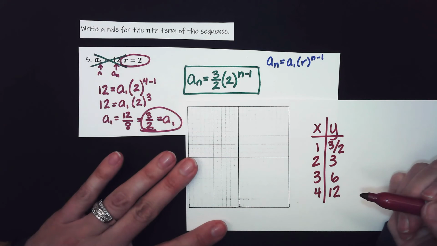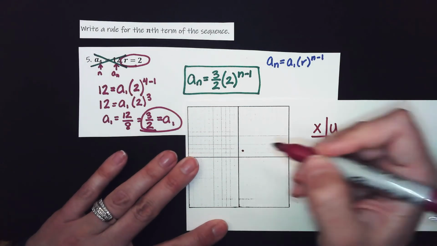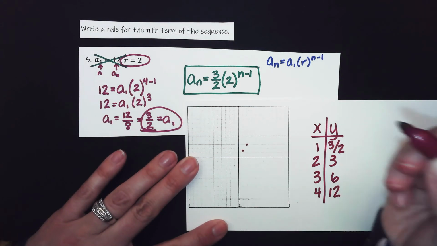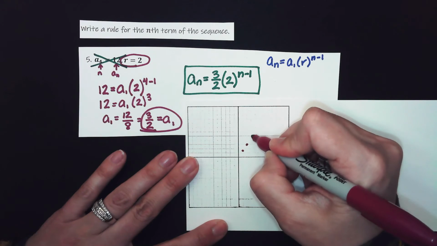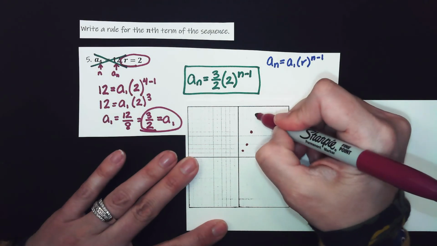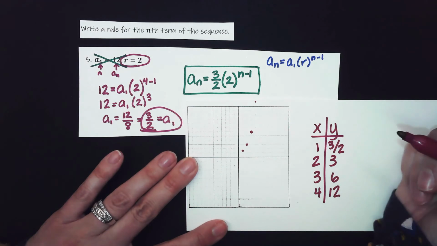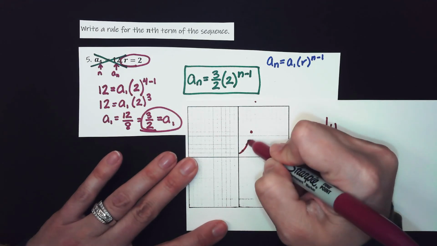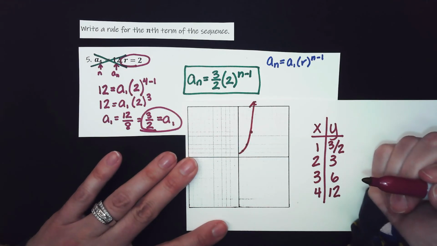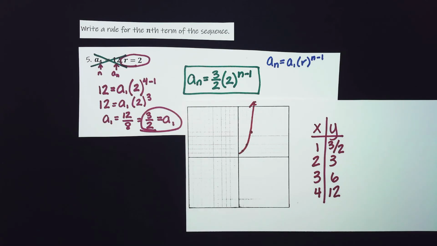So I see that 1 and up at 3 halves, 2, 3, 3, 6, 4, 12, and it's like way up there, okay? So you can see what this graph is looking like. Okay? It's getting taller very, very quickly. Okay, just wanted to show you that.